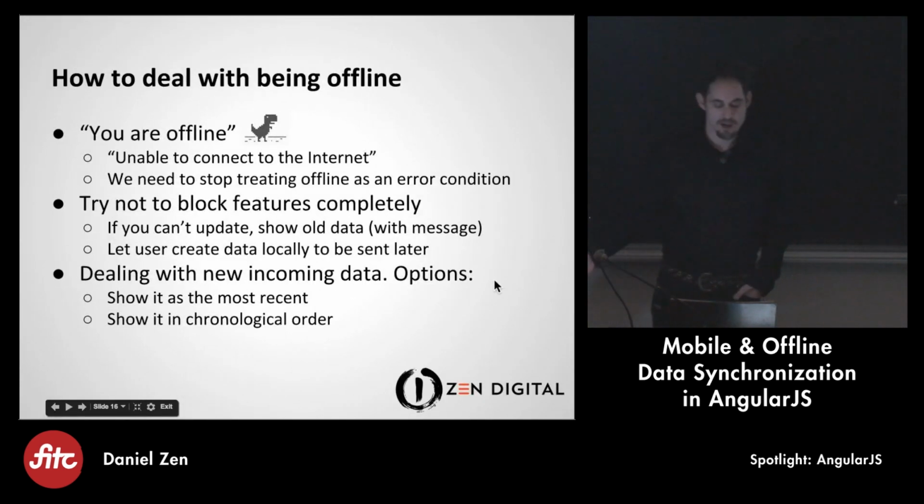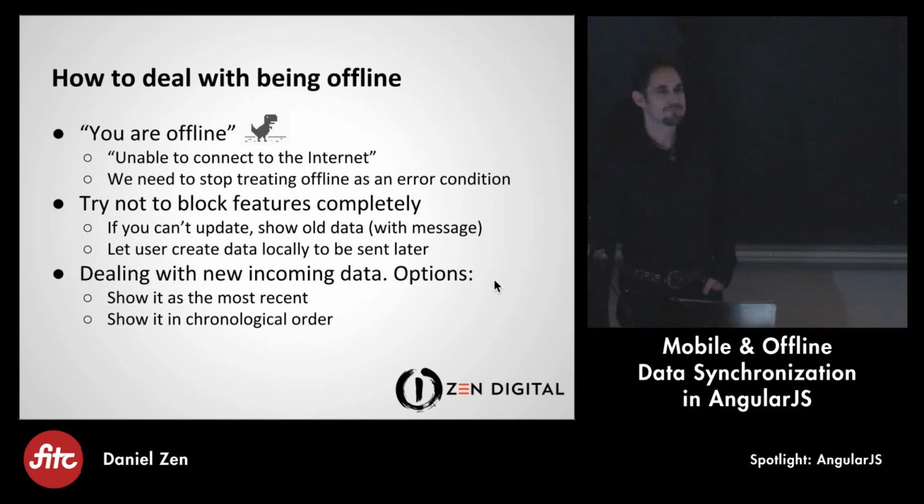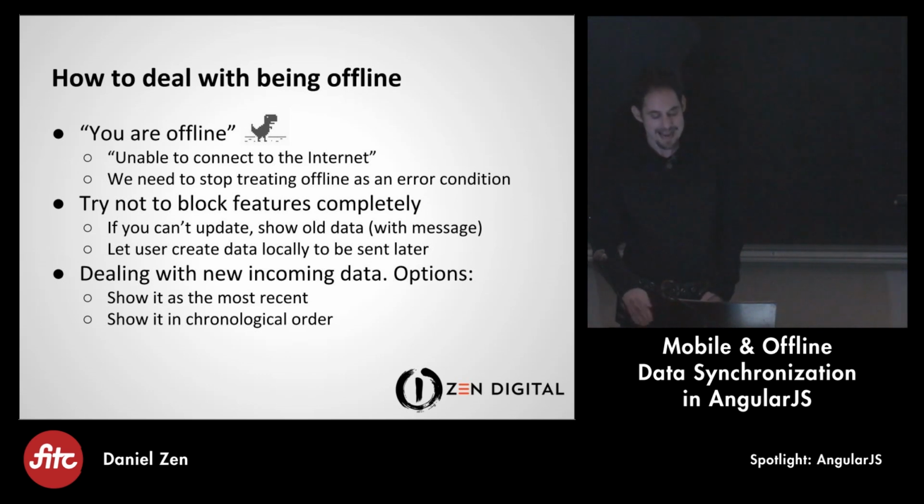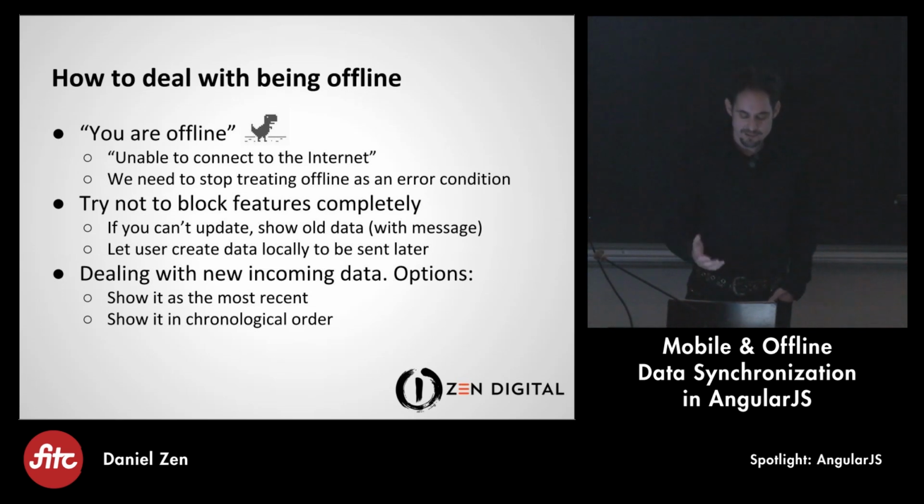So how do you deal with being offline? You could just show a dinosaur like Chrome does and just say you're offline. You're unable to connect to the internet. But we need to stop treating offline as an error condition. We need to treat it as something that's part and parcel of our application. So you can't just say there's a connectivity issue. You have to notify the user we're offline and deal with it accordingly. Try not to block features completely. If you can't update, then show old data with a message telling people that this data may be out of date. Let users create data locally to be sent later.